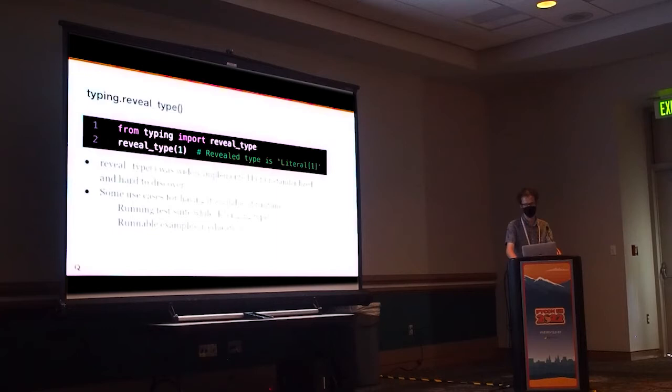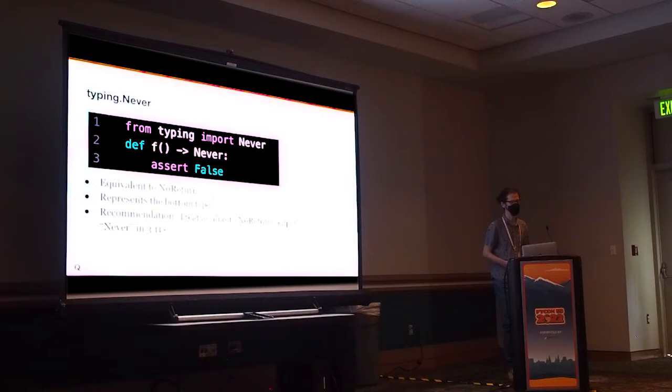We have Never. NoReturn has been in the type system since pretty much the beginning, but it was meant to be used only for functions that never return. But every type checker basically decided we want a bottom type, and we're going to use Never for that. To make that clearer, in Python 3.11 we are adding Never as basically an equivalent of NoReturn. We recommend that type checkers treat them as the same in their internal representations. But in error messages, I would recommend you output Never when you're on 3.11 or newer.